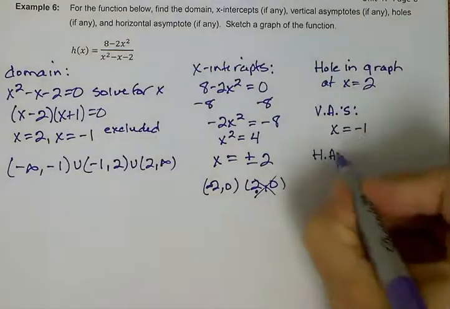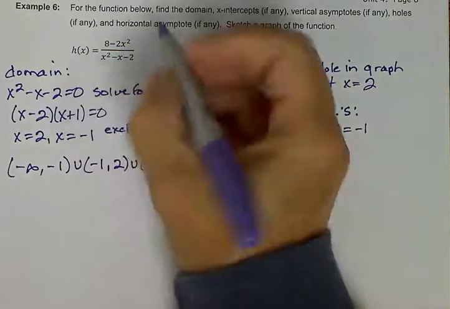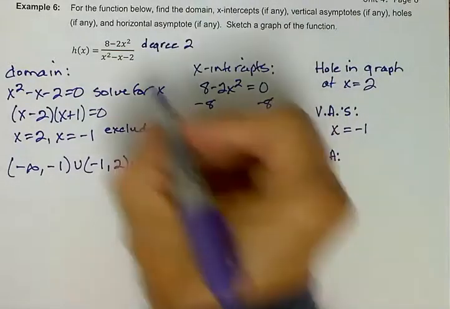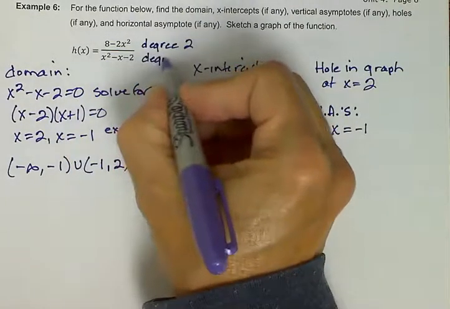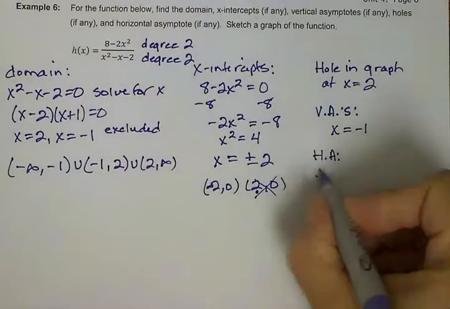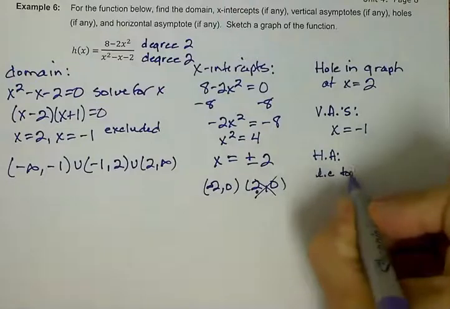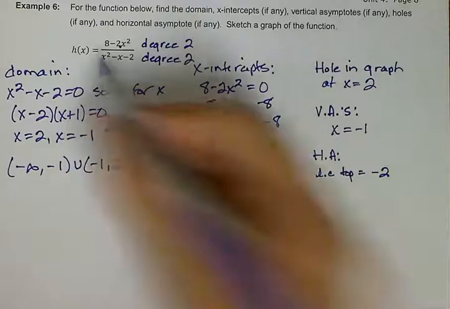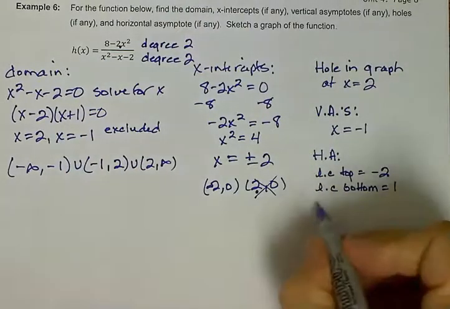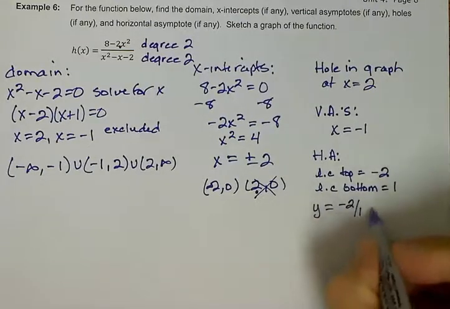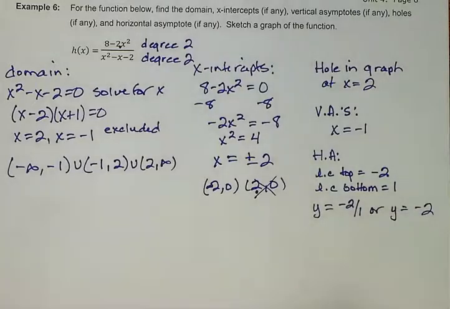Then last, for my horizontal asymptote, the degree on the top of this is 2, because I have an x squared. Also on the bottom, I have degree 2. So now I have to find my two leading coefficients and divide them to find my horizontal asymptote. My leading coefficient for the top is negative 2. My leading coefficient on the bottom is a positive 1. That means my horizontal asymptote is y equals negative 2 divided by 1, or just y equals negative 2.